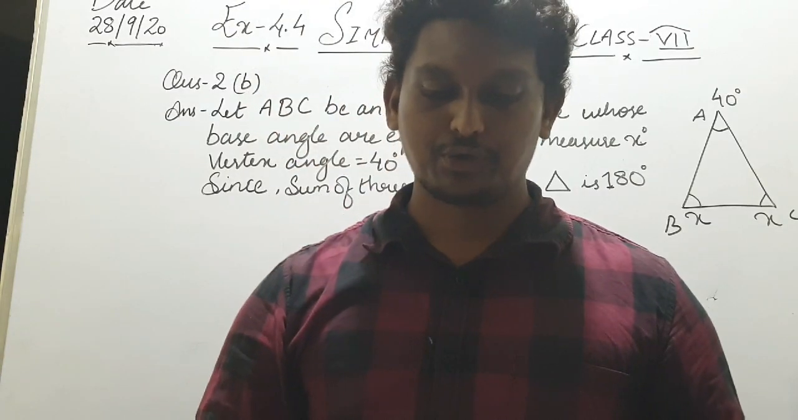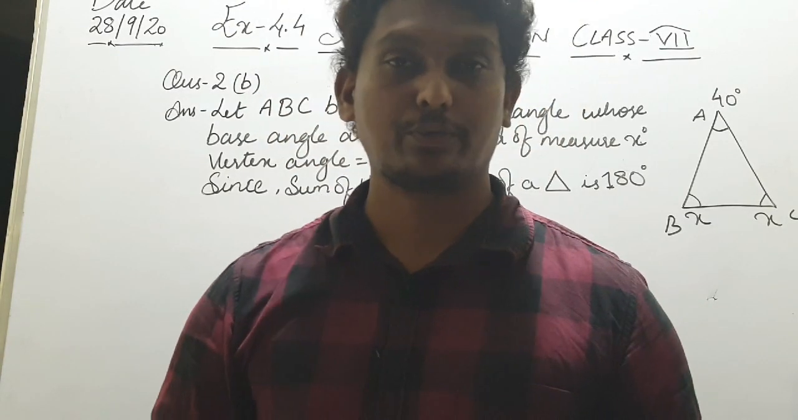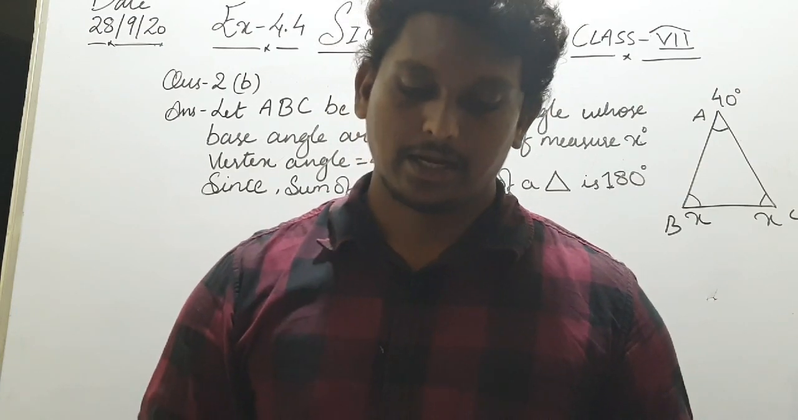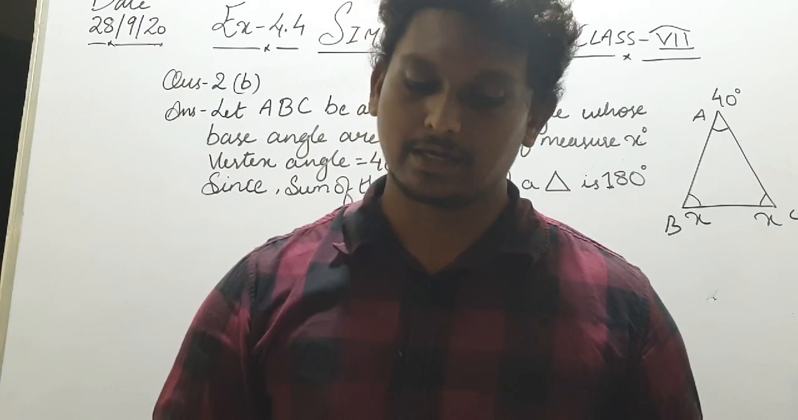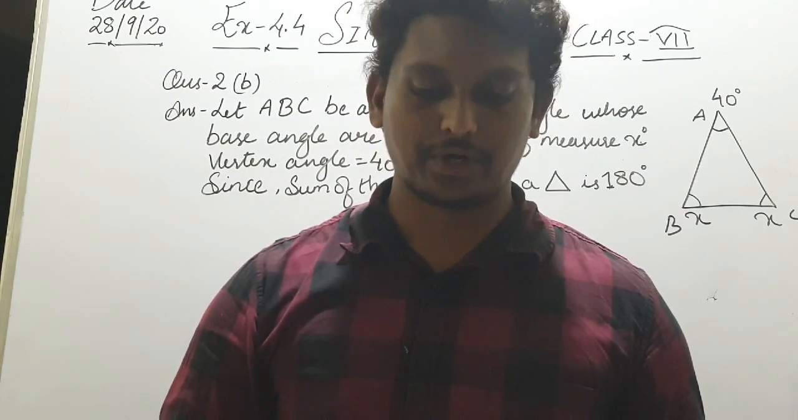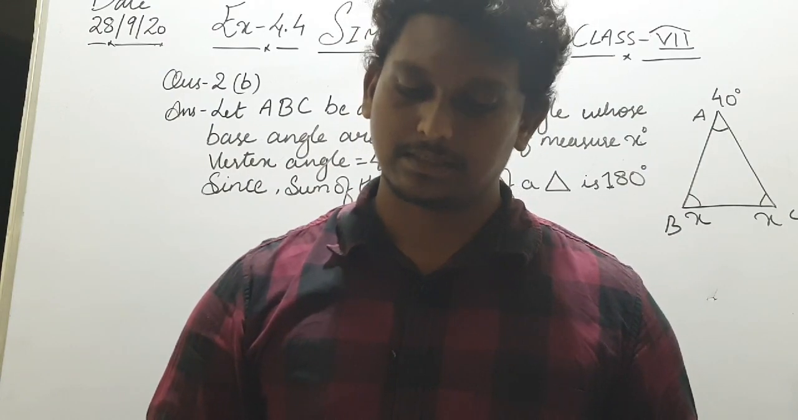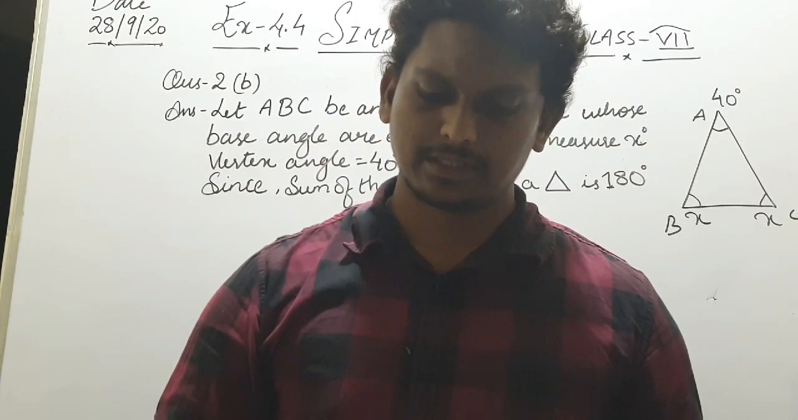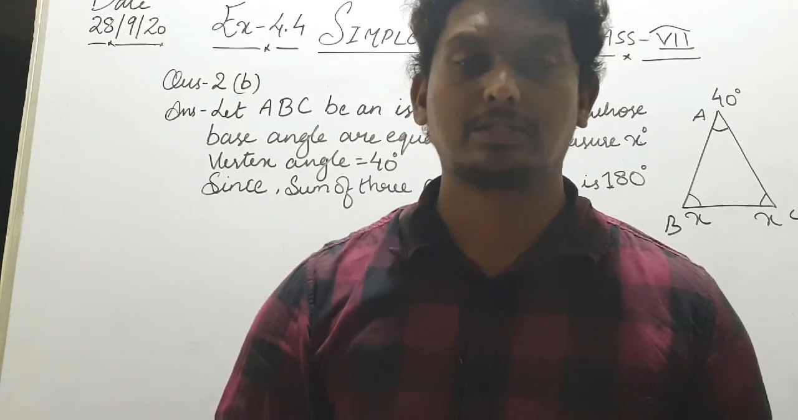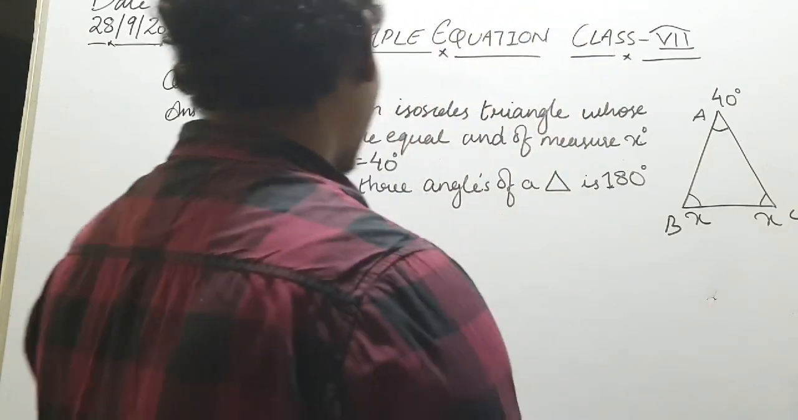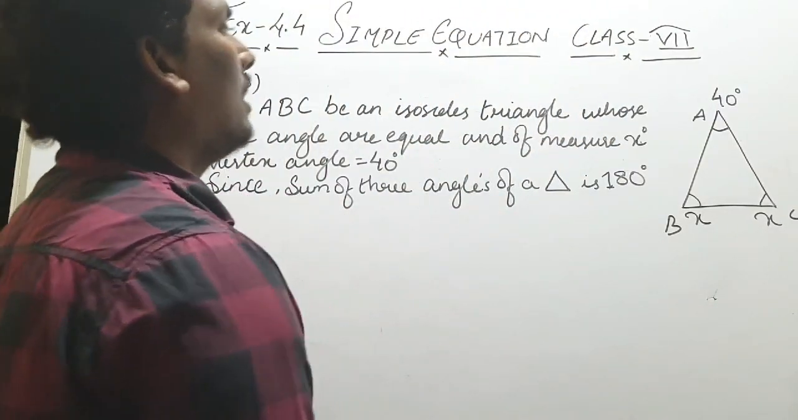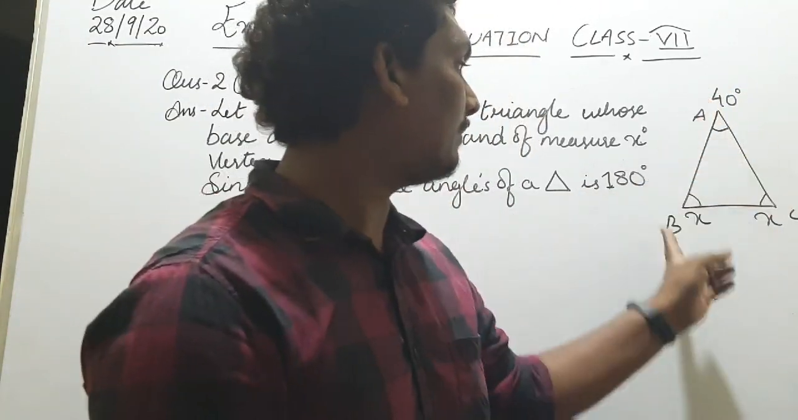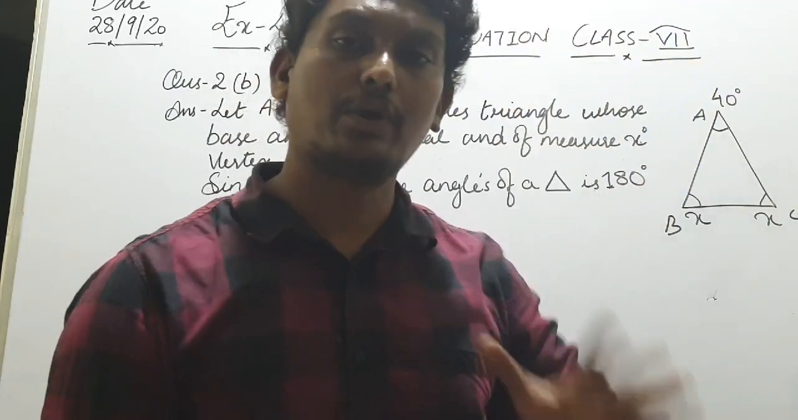Okay, now come to question number 2. This question also we have done in the previous exercise. In an isosceles triangle, the base angles are equal. Okay, the vertex angle is 40 degree. What are the base angles of the triangle? Remember the sum of 3 angles of a triangle is 180 degree, right? So here one figure I have made, the isosceles triangle ABC, where the vertex angle is 40 degree.